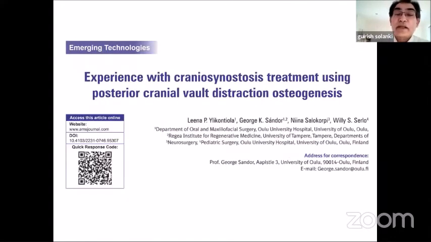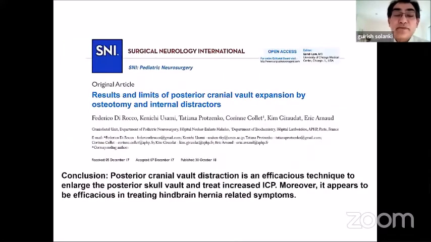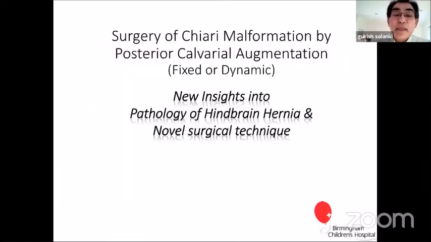European colleagues started using our technique developed in Birmingham, posterior cranial vault distraction, and Nina Salakorpi and Willy Serlo published their results. Then further studies from Eric Arnaud in Paris with Federico Di Rocco also concluded that posterior cranial vault distraction is an efficacious technique to enlarge the posterior skull vault and treat increased ICP, and that it appears to be efficacious in treating hindbrain hernia-related symptoms.